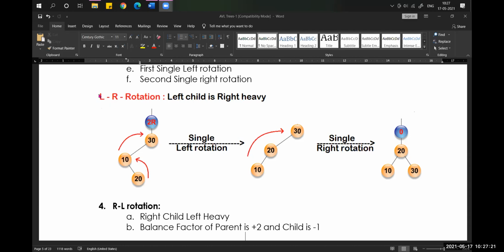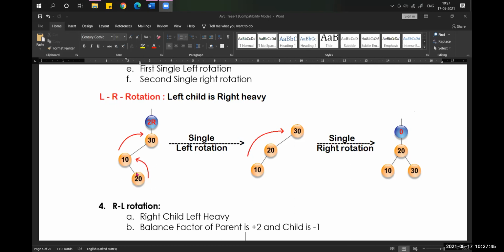LR means first left rotation. Next, R means right rotation. Left rotation in the sense left side means the nodes have to move. Okay, left side. L rotation means left rotation, means listen carefully. Left side nodes have to move.